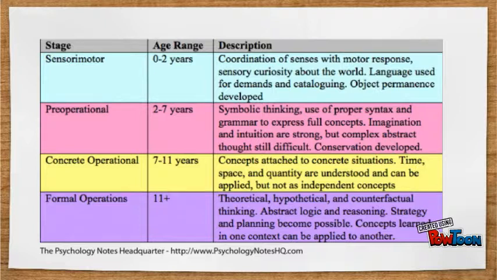In the concrete operational stage, children ages 7 to 11 or 12 can think logically about concrete objects. They have a mature understanding of cause and effect relationships, and they also understand conservation. Finally, the formal operations stage, children ages 12 to adult. In this stage, they demonstrate abstract thinking, including logic, deductive reasoning, comparison, and classification.